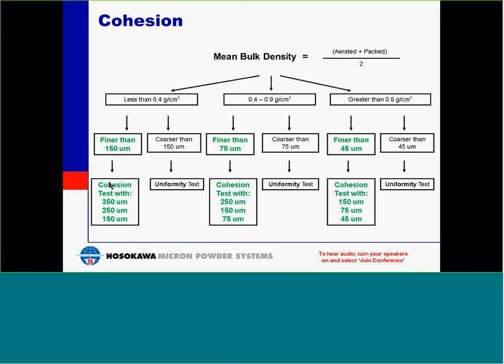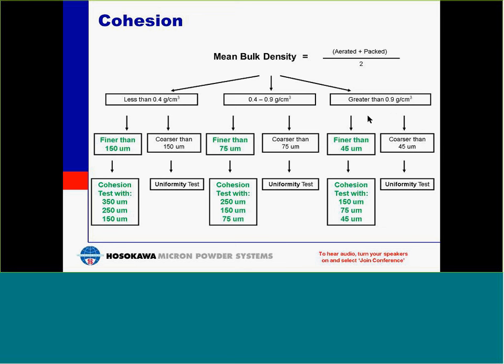Again, between 0.9, greater than 0.9. Logically, when you're thinking about it, the higher your mean bulk density gets, the larger the particles get. They must be less than 50, 75, or 55 micron in order to perform the cohesion test. If you don't meet the criteria for cohesion, in the index value, you must perform the uniformity test.